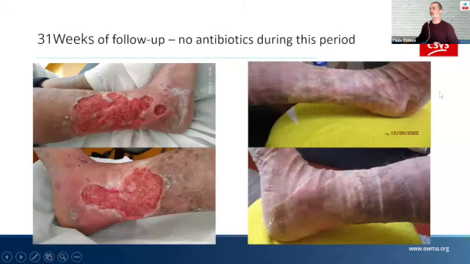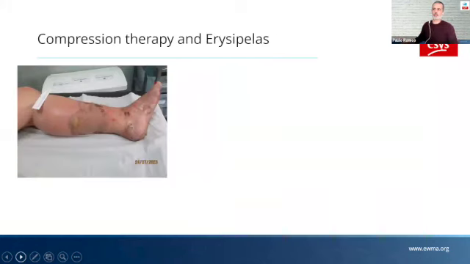Sorry, it's this one slide. With 31 weeks of follow-up, we achieve the complete healing of the ulcers. No antibiotics during this process, only cleansing and debridement, use of some antiseptics in the first part of the treatment, and we achieve this result in home care specifically.